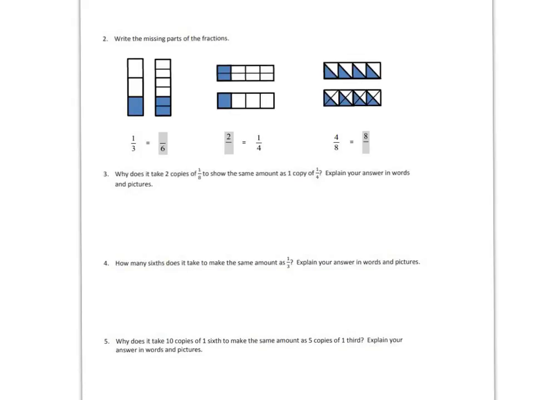Let's look at the problem set. The directions read, write the missing parts of the fraction. Number 1 shows 1/3 equals blank over 6. Well, I can see that this is broken up into 6 and 2/6 are shaded. So 1/3 equals 2/6.